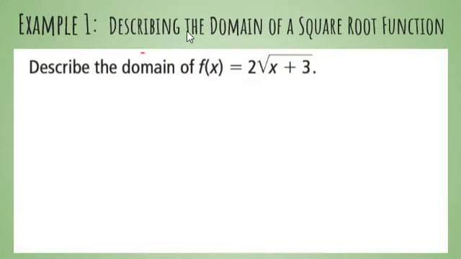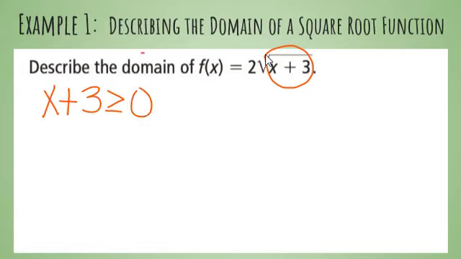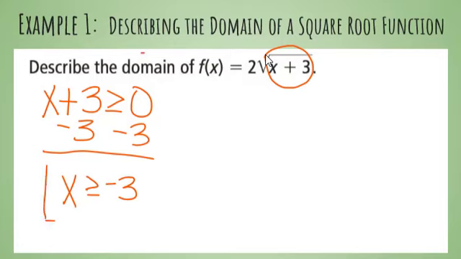Example 1 is describing the domain of a square root function. When we're going to find the domain of a square root function, we're going to take what's inside the radicand and make it greater than or equal to 0, because when we're taking the square root of anything, we need 0 or a positive number in here. So then we're going to go ahead and solve for x, and we get x is greater than or equal to -3. So this is the domain of our square root function.